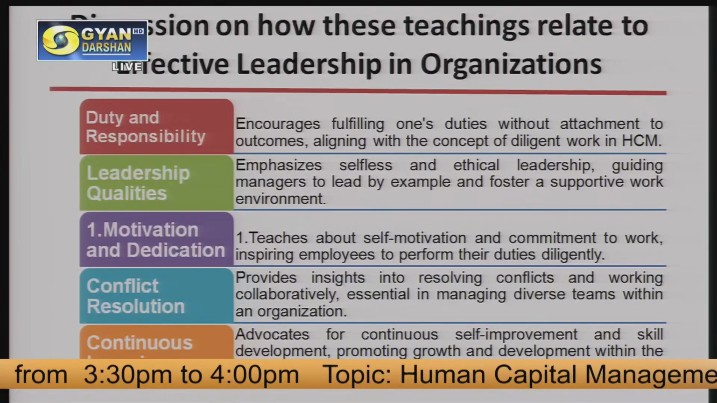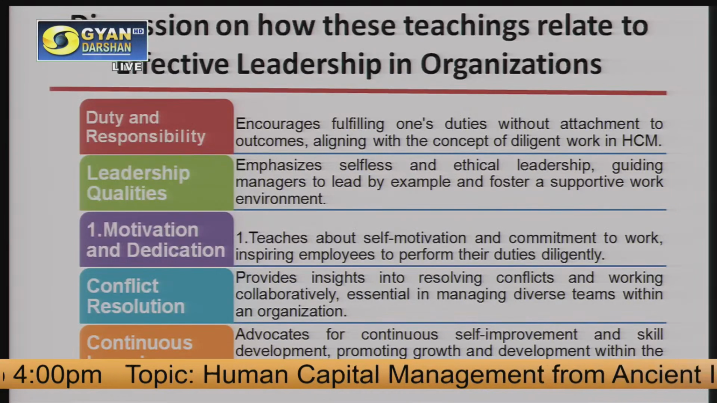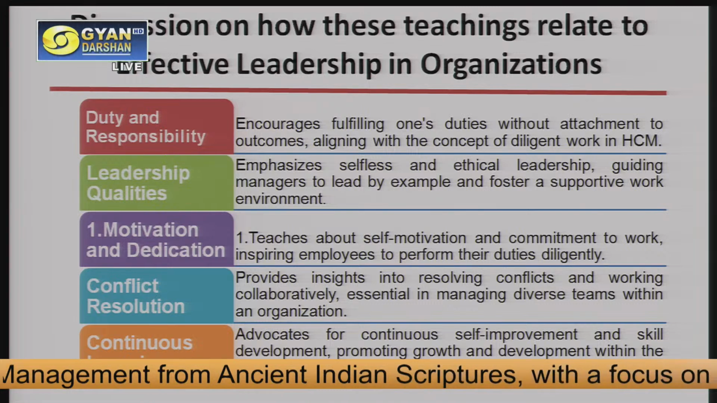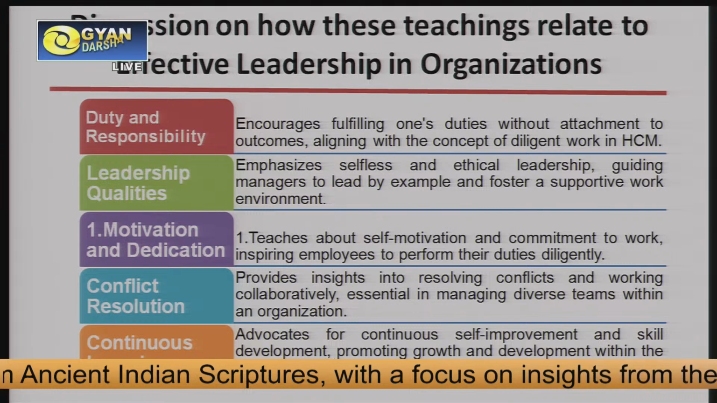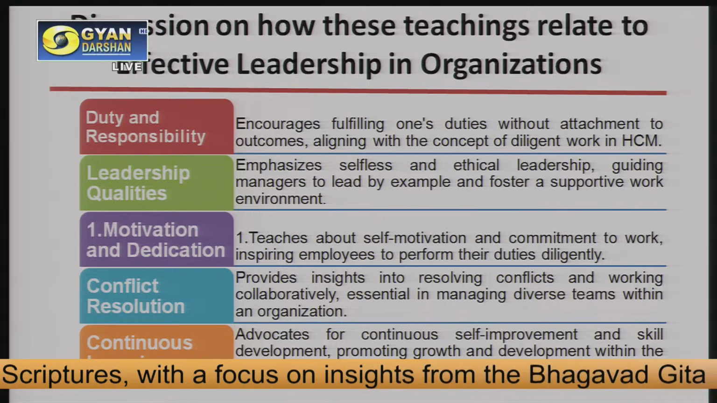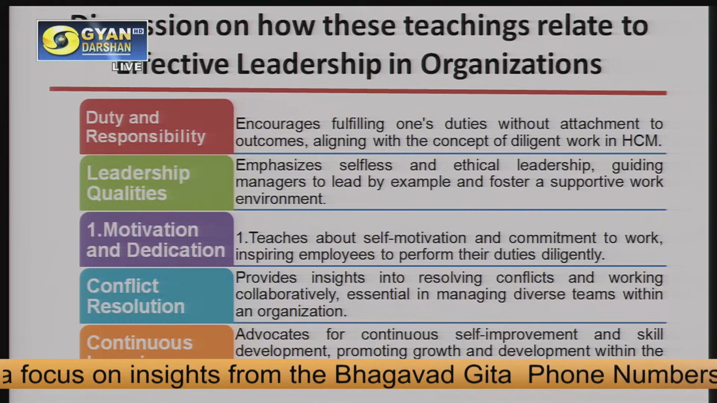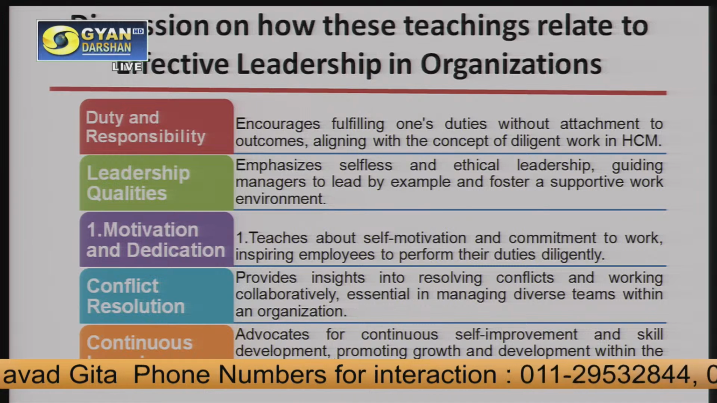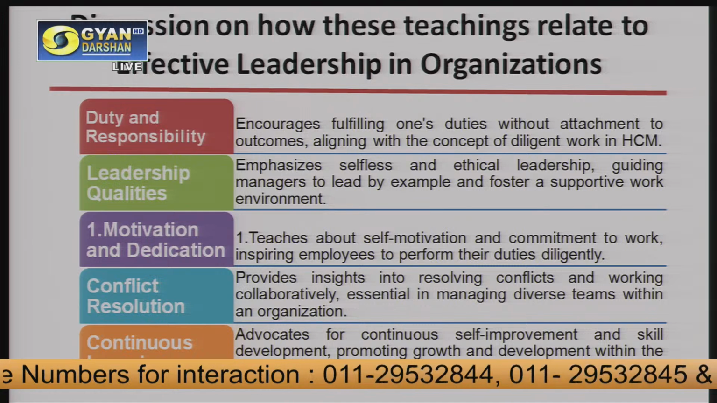of ego and selfishness, that cannot be efficient and cannot be in a qualitative manner. The discussion on how these techniques relate to effective leadership in organizations. Some techniques which I have obtained from the verses of Srimad Bhagavad Gita that are important for modern day management employees, so that they can improve their efficiency for the growth and betterment of the organization.